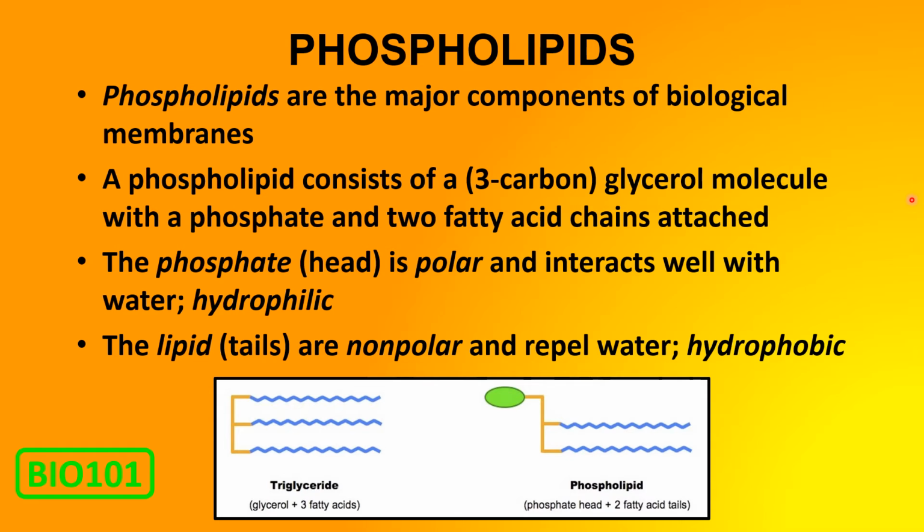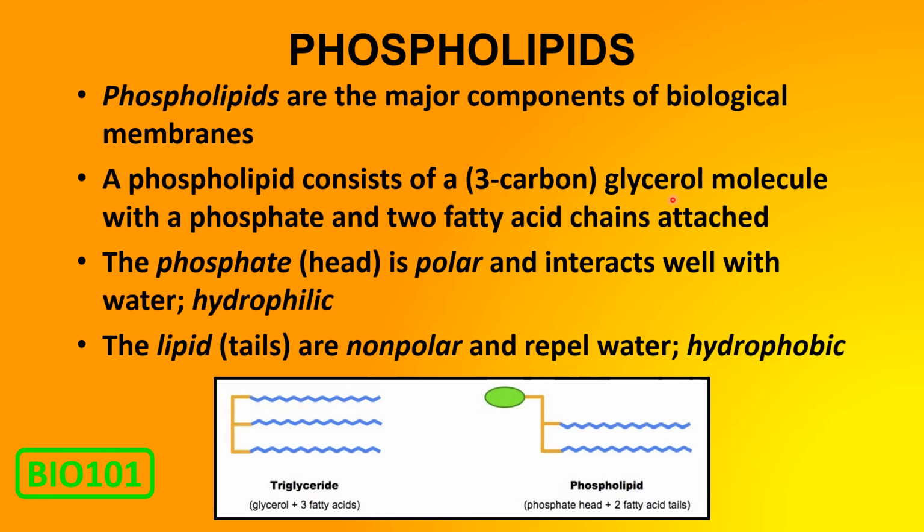Phospholipids, a very important category of lipids that we'll be talking about for a long time. Phospholipids are major components of biological membranes. A phospholipid, by definition, is a lipid connected to a phosphorus group, or a phosphorus atom, or a phosphate group. And remember from before, a phosphate group is the P connected to 4 oxygens. So a phospholipid consists of 3 carbons, that's your glycerol molecule, with a phosphate and 2 fatty acid chains.